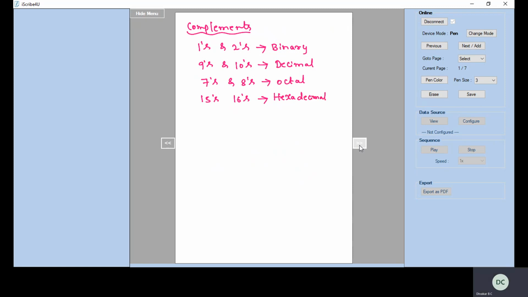First, let us consider the ones complement of a number. The ones complement of a number can be obtained by changing all ones to zeros and zeros to ones. Example, the ones complement of 1011.00 is, change all ones to zeros and zeros to ones, 0100.11. So this is the ones complement of a number.